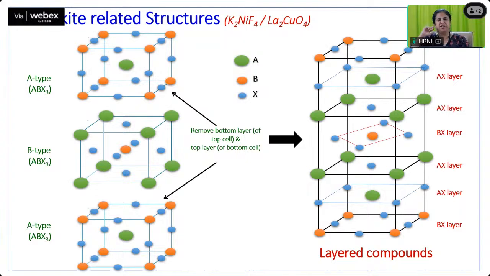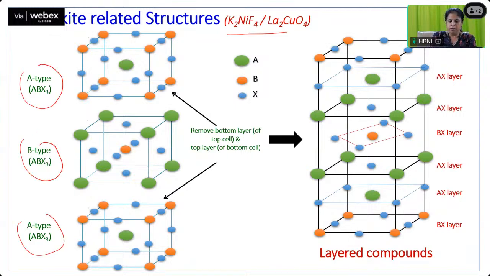These are perovskite related structures. I will not go into a lot of detail. Why are these structures important? Because they are the basis of superconductors. One unit cell of this particular structure is nothing but a stack of three perovskite type unit cells. How are they arranged? One A type, one B type, and one A type. You stack them, and then the bottom layer of this A type and the top layer of this A type are removed. This B type remains intact, and you stack them one over the other. You get the unit cell of K2NiO4 or La2CuO4.